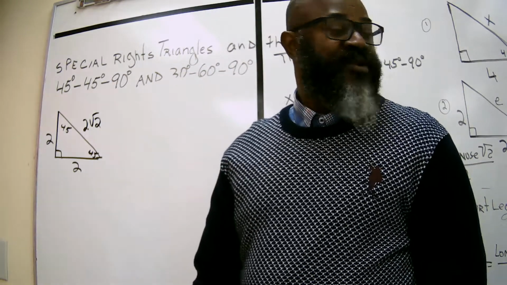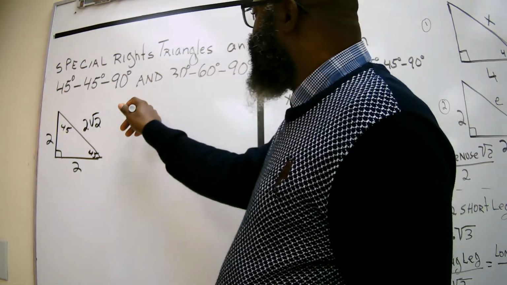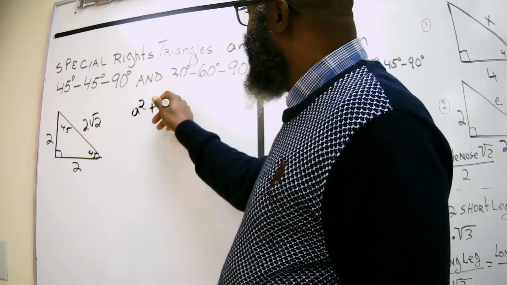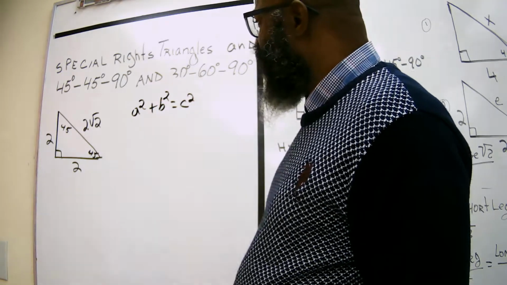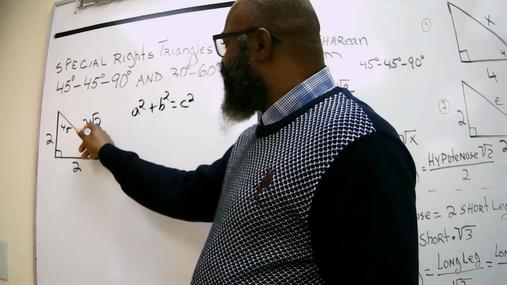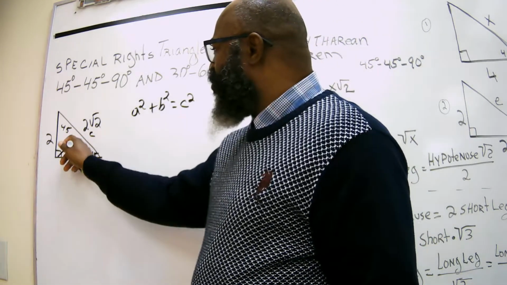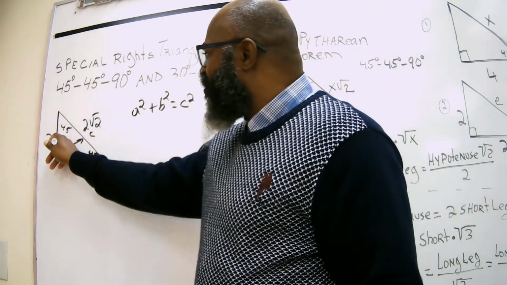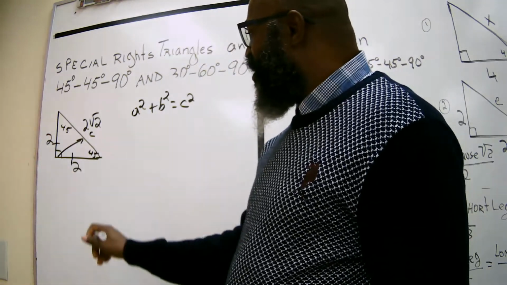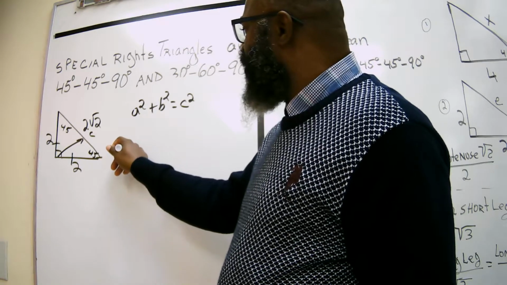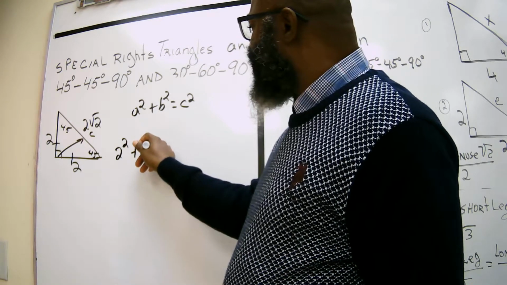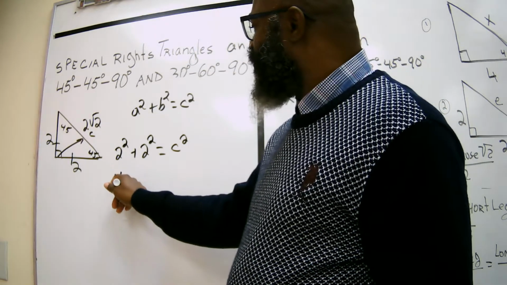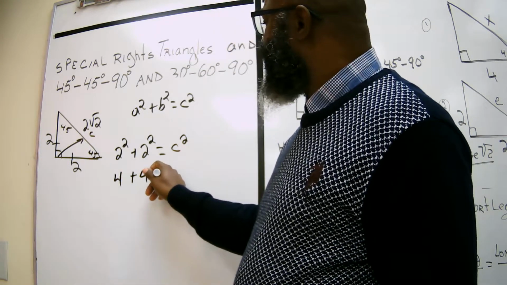If you may not know those properties, then you will have to use the Pythagorean theorem, which is a squared plus b squared is equal to c squared. Now this will be your c. This is the hypotenuse because it is opposite to the 90-degree angle. Those are your legs. The legs are the same. That makes it a right isosceles. So you will have to do 2 squared plus 2 squared is equal to c squared. This will give you 4 plus 4.